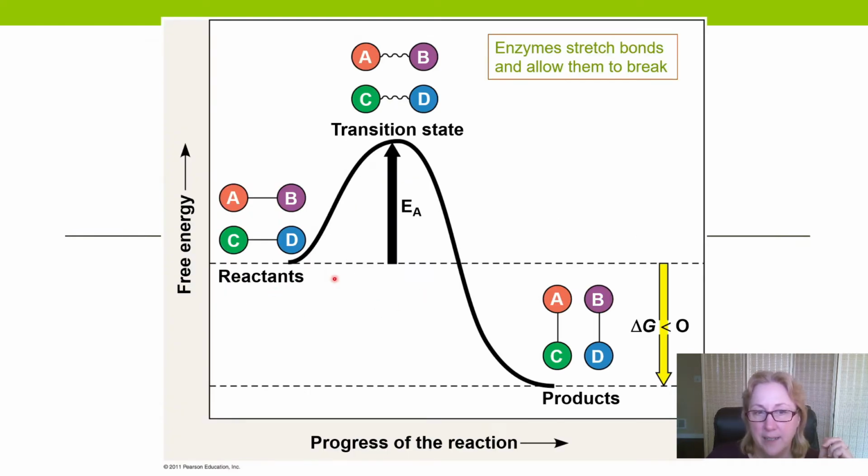So here's our reactants again. Here's our products. And the activation energy is the energy needed to destabilize those bonds. And if we stretch the bonds in some way by moving the atoms further apart, by adding a phosphate nearby, that's going to draw off some of that electron cloud, that's going to lower this activation energy. It does not change the change in free energy. It does not change the delta G.